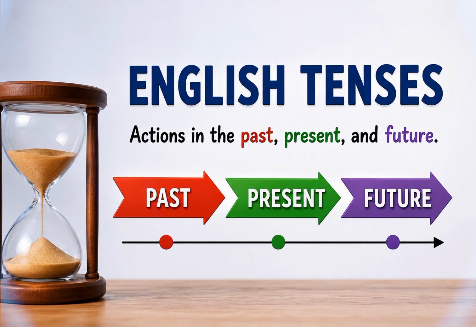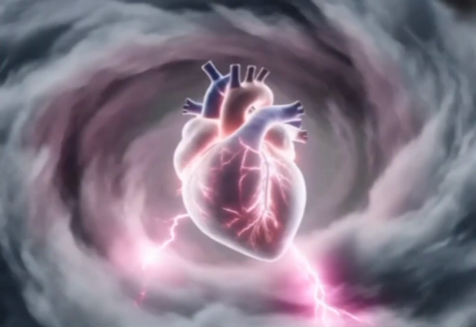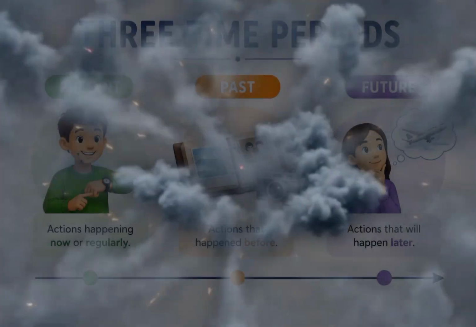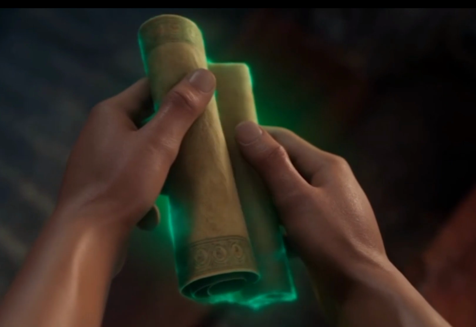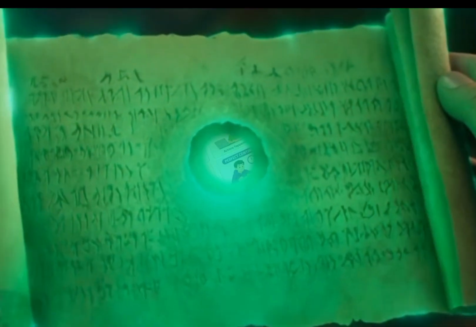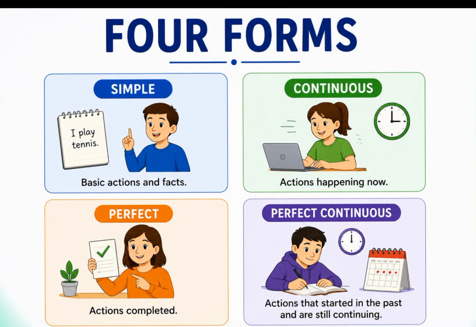English has 12 main tenses. Don't worry, it sounds like a lot, but they follow a simple pattern. They are divided into 3 time periods: the present, the past, and the future. Each time period has 4 forms: the simple, the continuous, the perfect, and the perfect continuous. Let's begin with the present tenses.